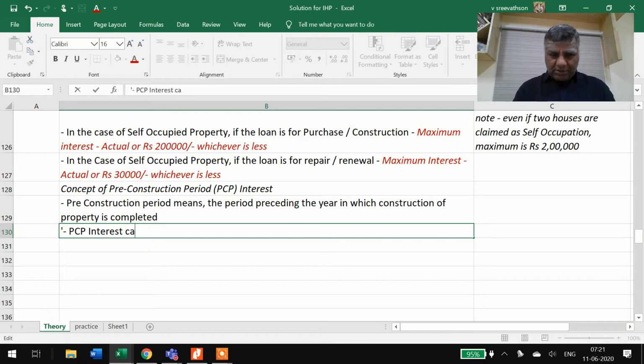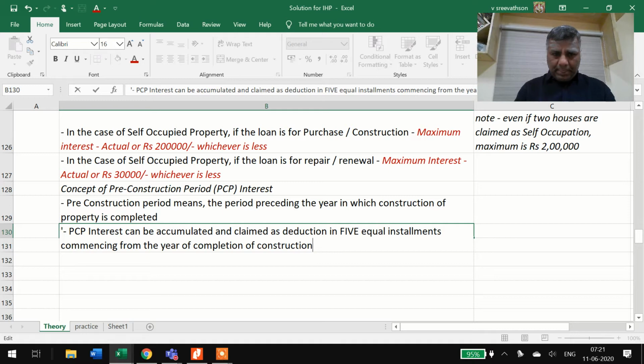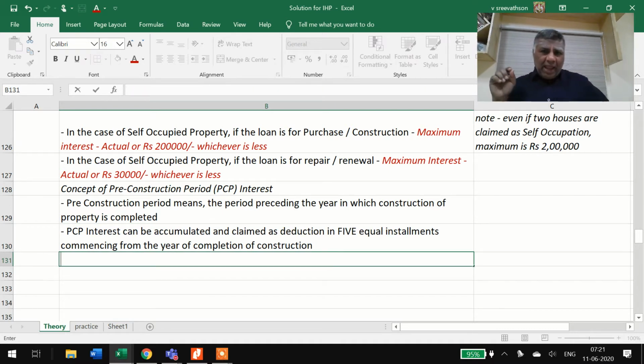Pre-construction period interest can be accumulated and claimed as deduction in 5 equal installments commencing from the year of completion of construction.